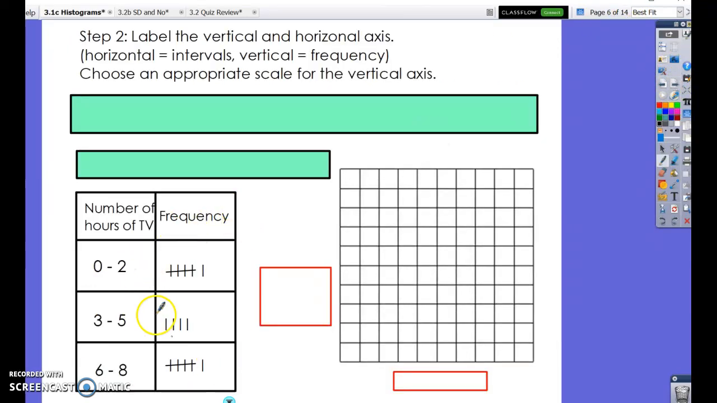Okay, so right down here in this corner is our finished frequency table. It looks like 6 people fell in the 0 to 2 range, 4 people fell in the 3 to 5 range, and 6 people fell in the 6 to 8 range. So now we are ready for step 2.